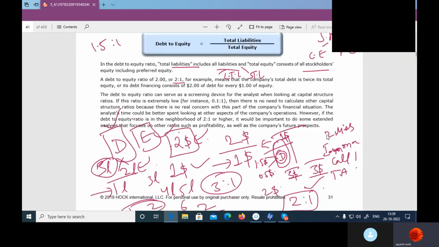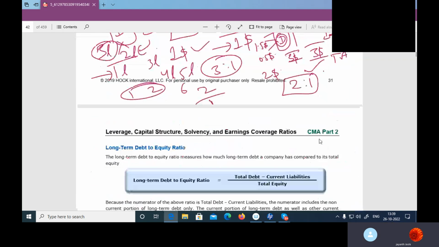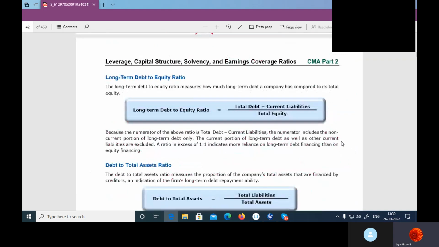If you want, you can write down this ratio, or else I'll move forward. Now the next ratio is not total debt by total equity. It is just long term debt by equity. When I speak about total debts, I speak about long-term debt and short-term debt. But here I am removing this one, and I'm taking only this one.